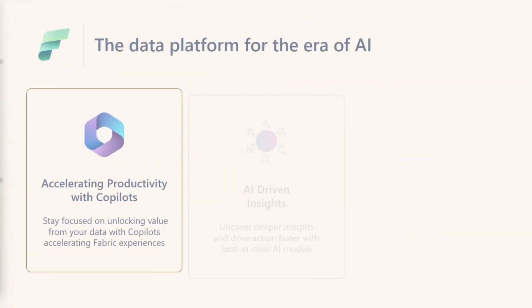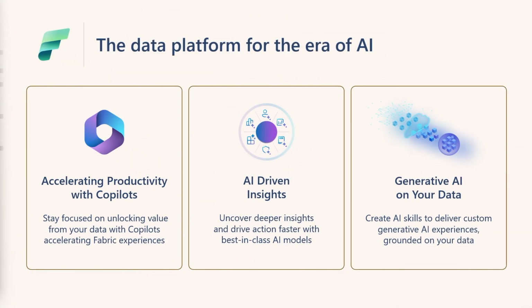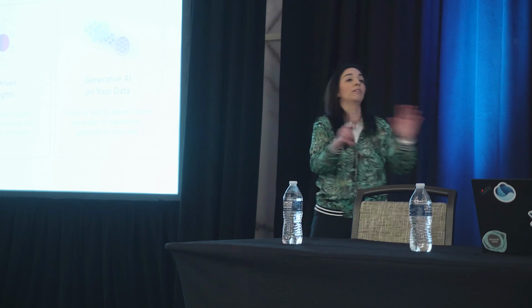So across Fabric, right, we are introducing a set of new AI experiences. And Copilot's probably been the one that you've heard most about so far, right? How we improve the productivity of users. So the different categories of AI experiences, right? Accelerating productivity with Copilot, well, obviously that's Copilot experiences. And across every single workload in Fabric, you will see Copilot experiences. We're not going to cover all of them today.